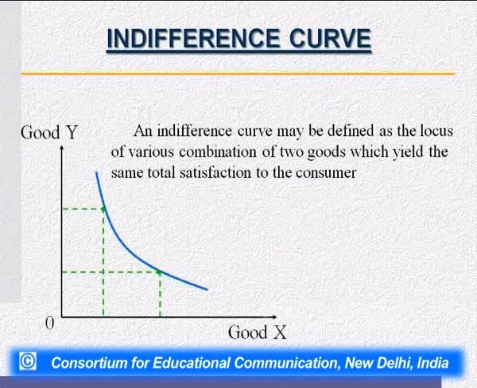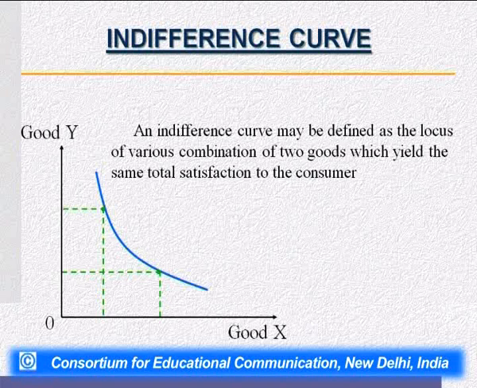Now you can see the graph of the indifference curve and its slope. It is downward sloping, with a diminishing rate. Why? Suppose you look at the first point, where you consume some units of Y and some units of X, and you get this combination.